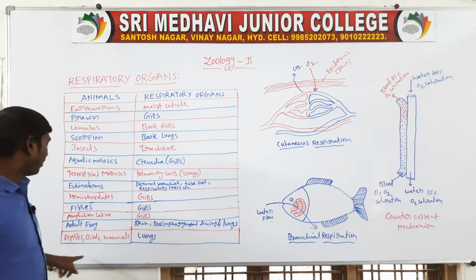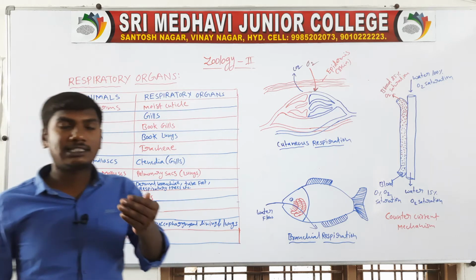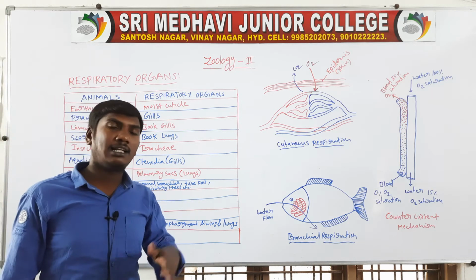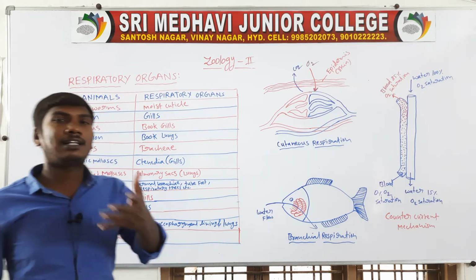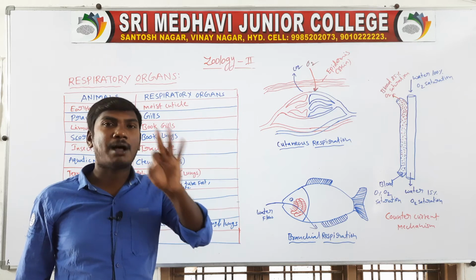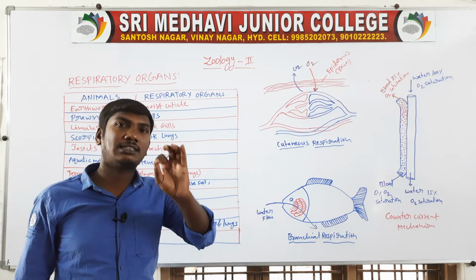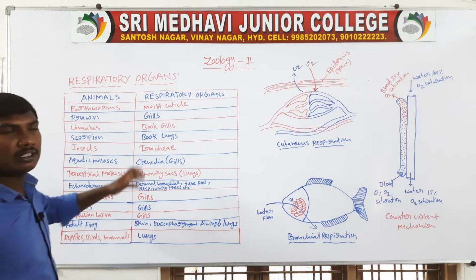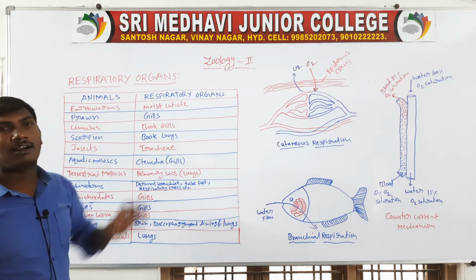Next one, reptiles: the respiratory organs are the lungs. Birds: the respiratory organs are the lungs. Mammals: the respiratory organs are the lungs. So reptiles, birds and mammals have lungs as respiratory organs. These are the different organisms and their respiratory organs.